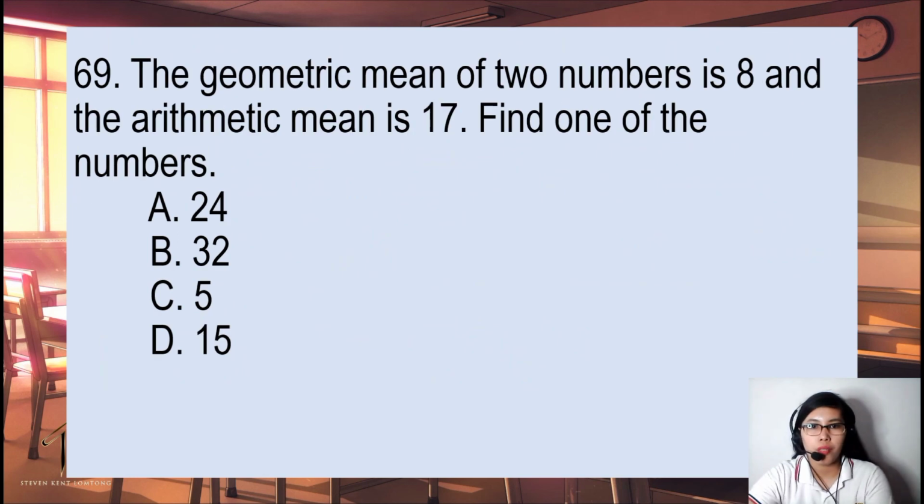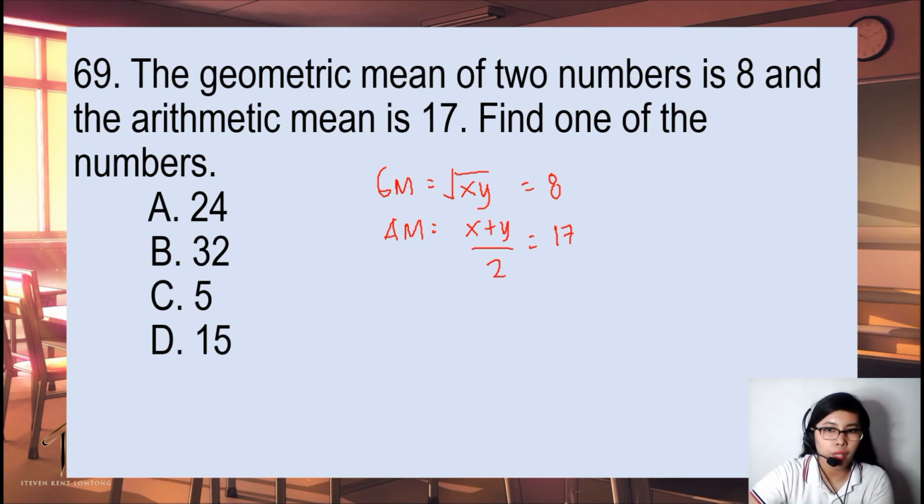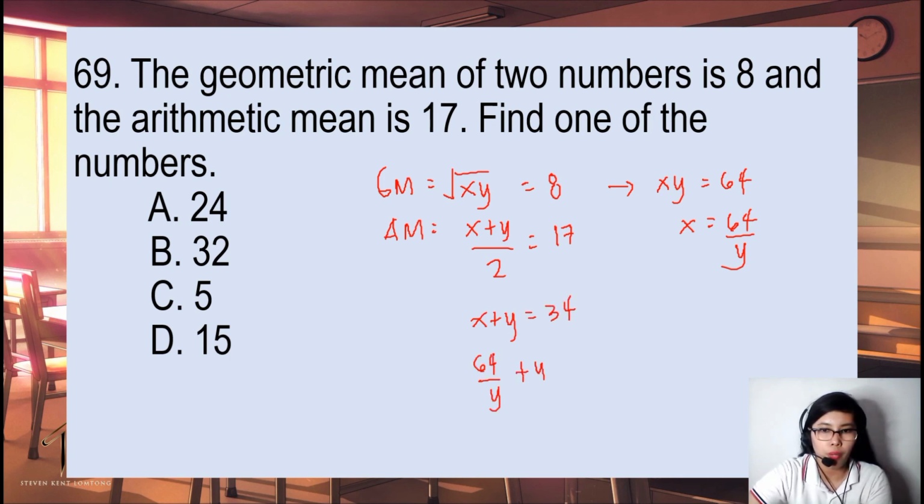So the geometric mean of two numbers is 8 and the arithmetic mean is 17. Find one of the numbers. So we have here GM, or the geometric mean, that's equal to square root of xy, and that's equal to 8. Arithmetic mean, that is x plus y over 2, and that is equal to 17. And so first equation, let's have xy is equal to 64. Therefore, x is equal to 64 over y. Then let's substitute in the second equation. X plus y is equal to 34. 64 over y plus y is equal to 34.